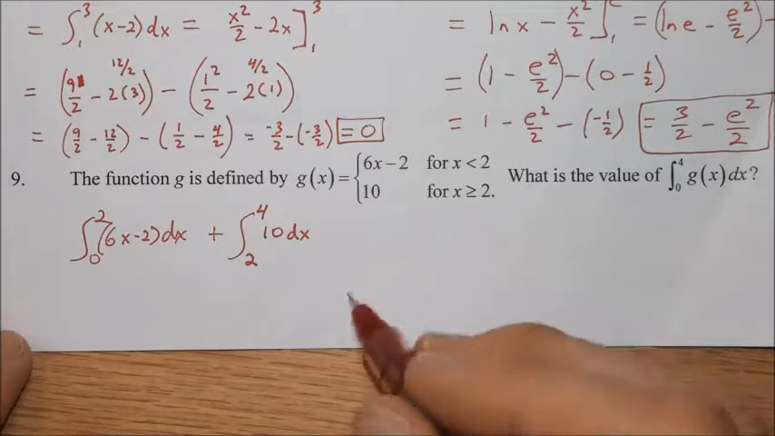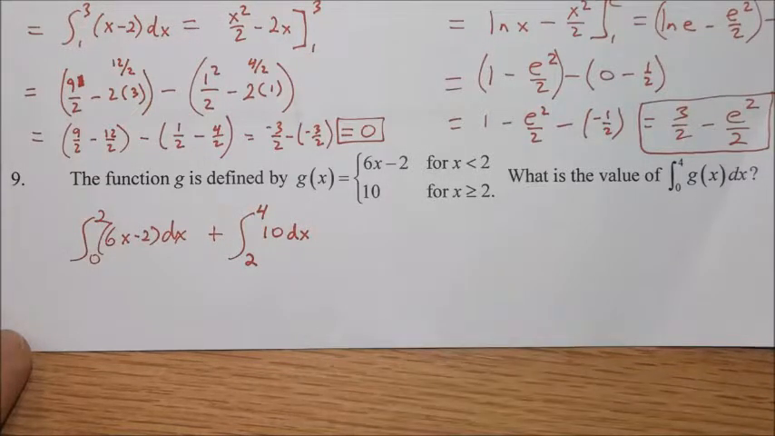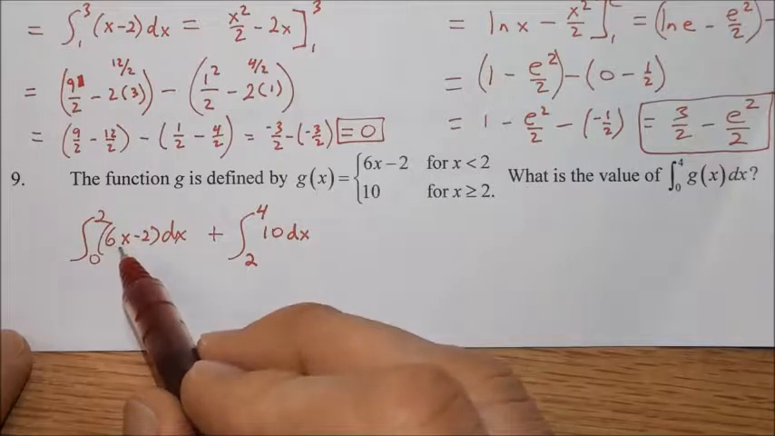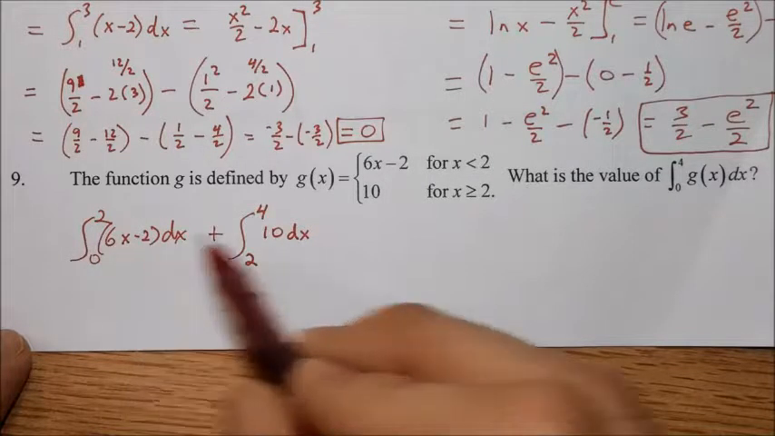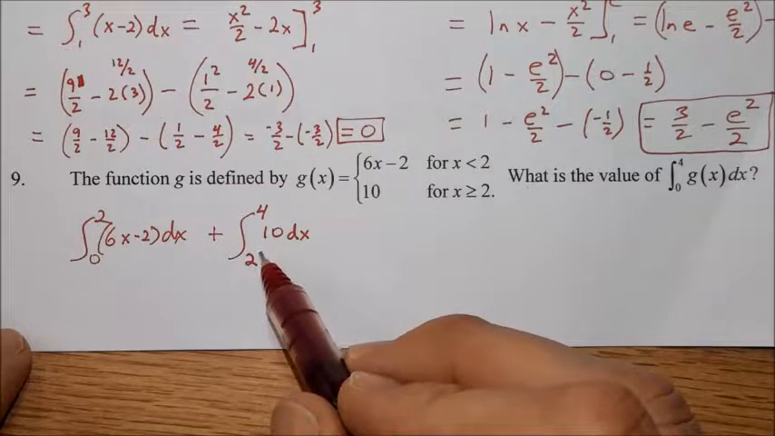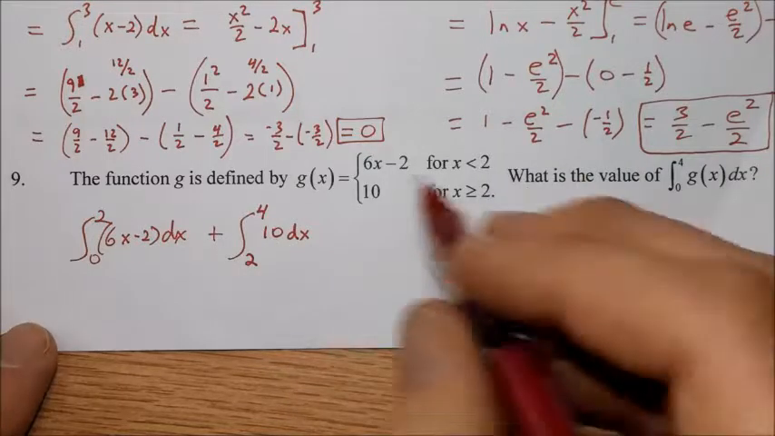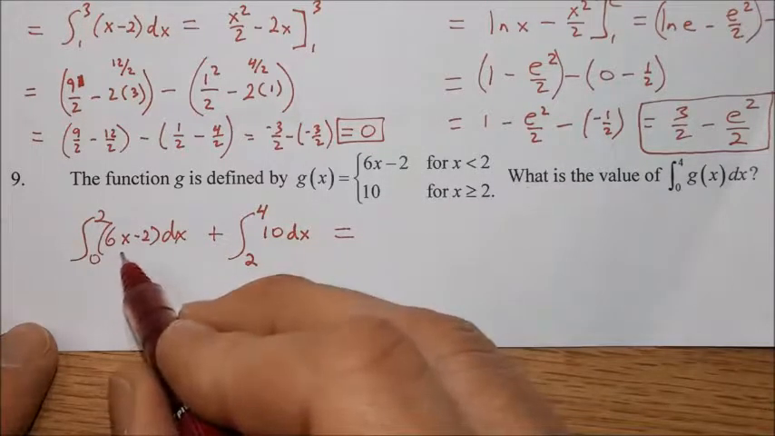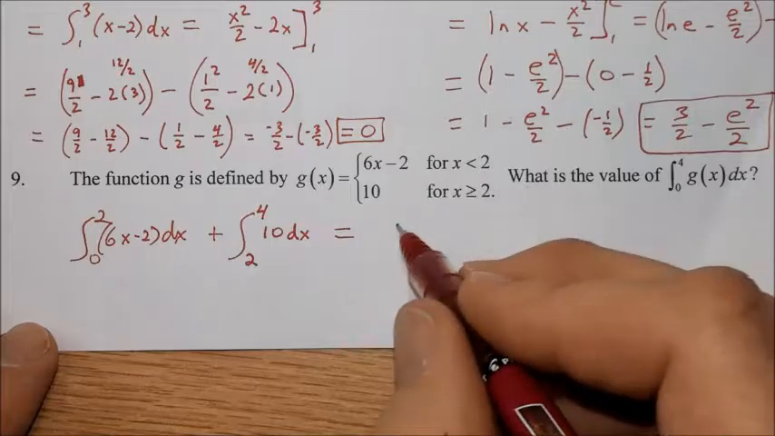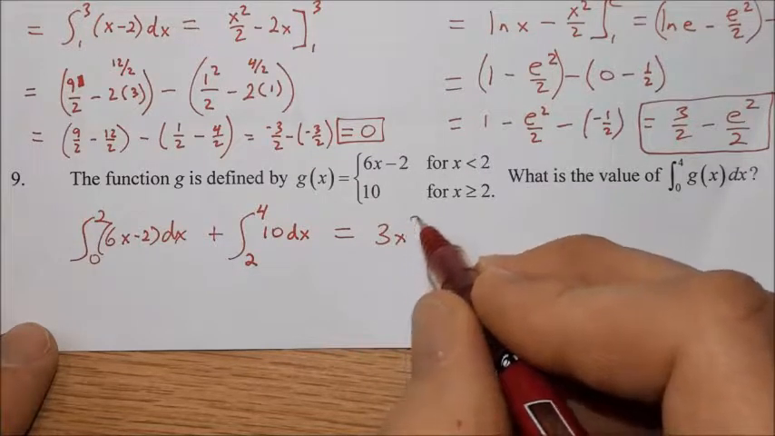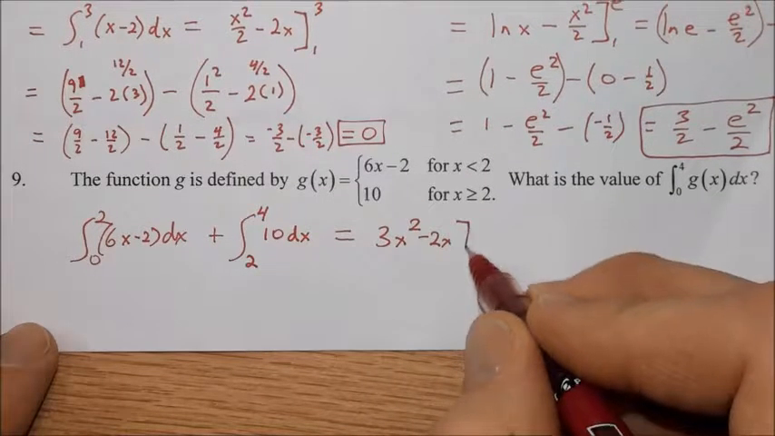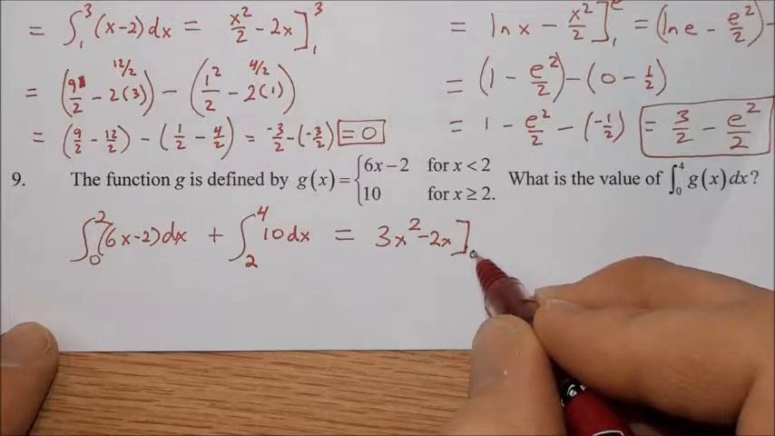So this is sort of a 2 for the price of 1 problem. We have to do our integral from 0 to 2 of 6x minus 2 dx, and then we have to add to that the integral from 2 to 4 of 10 dx. So let's go ahead and do that. Starting with this integral right here, 6x minus 2 has an antiderivative of 3x squared minus 2x. And that expression is being evaluated from 0 to 2.